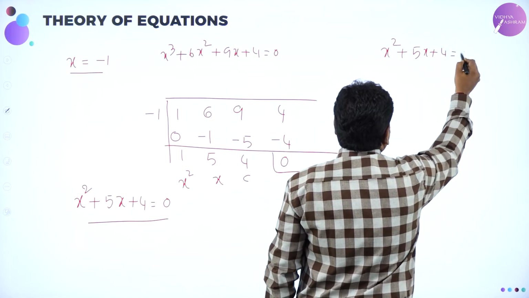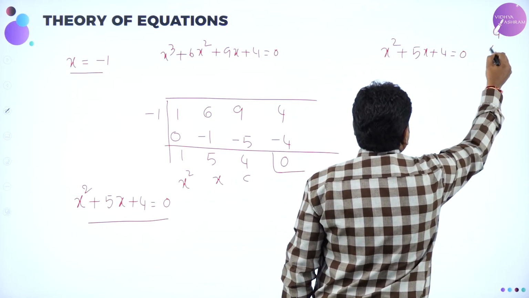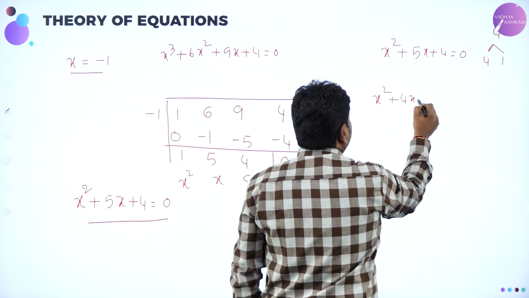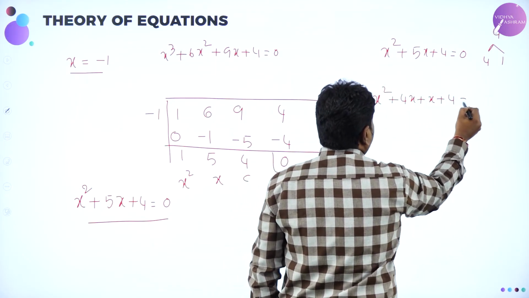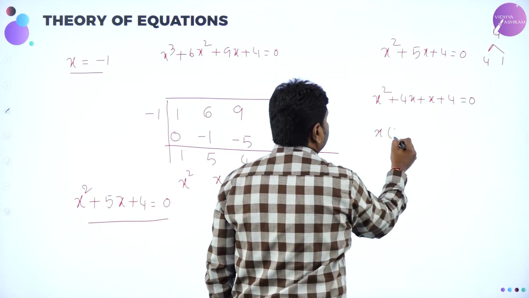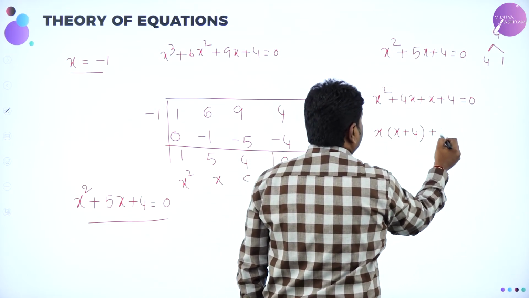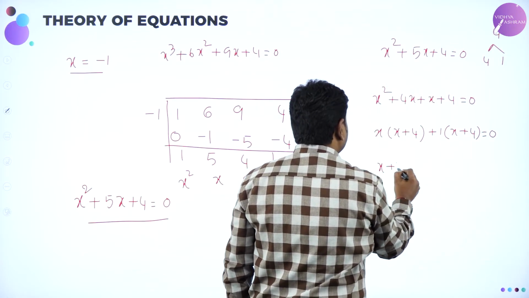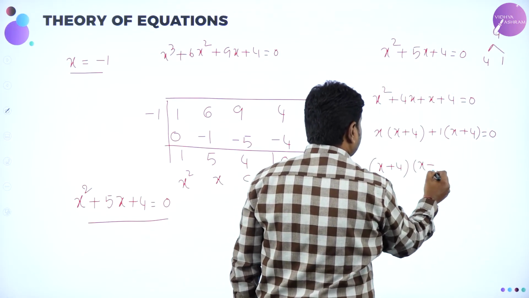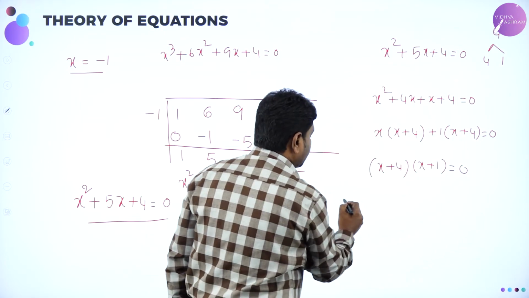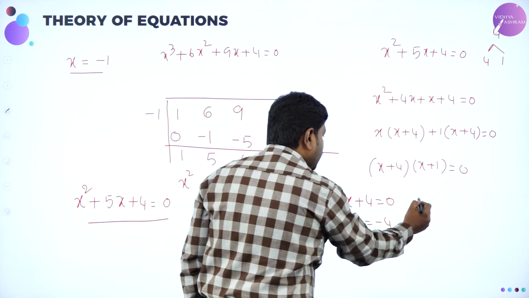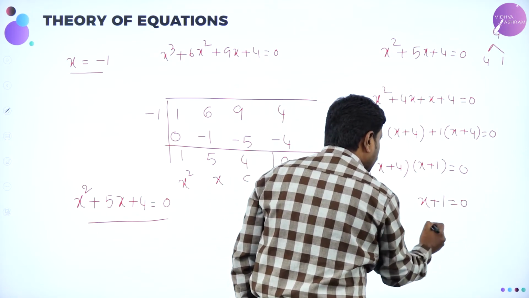How to solve this? Middle term factorization. For 4, what are the factors? 4 ones are 4. So I'll take x square plus 4x plus x plus 4. You know how to solve a quadratic equation. In the first two terms, take x common, so it becomes x plus 4. Again in the last two, take 1 common, again it becomes x plus 4. Take x plus 4 common, so it becomes x plus 4 into x plus 1. Now equate each term to 0. So x plus 4 is equal to 0 gives x is equal to minus 4. X plus 1 is equal to 0 gives x is equal to minus 1.